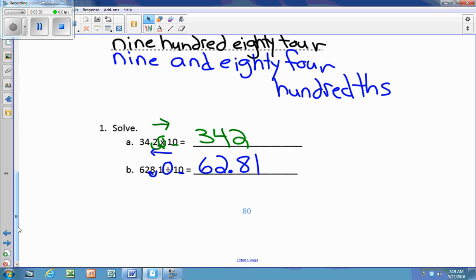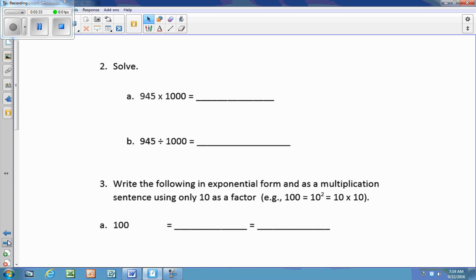That's page 80 of the Topic A review. Page 81, we're now going to continue to solve. The numbers just have gotten a little larger. And I notice in both of these right here, there is a whole number. When there is a whole number, I have to remember that my decimal is starting right here.